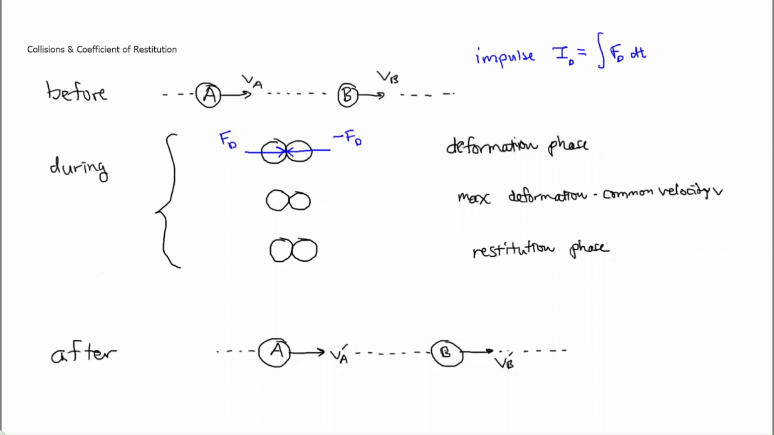Now, when you have maximum deformation between these objects, both will undergo just a slight bit of deformation, even if they look completely rigid, completely solid. At this maximum deformation, both objects will be moving at the same velocity, which I will call v. No subscripting, no priming, and so forth. Then they start regaining their previous shapes, and this phase is called the restitution phase.